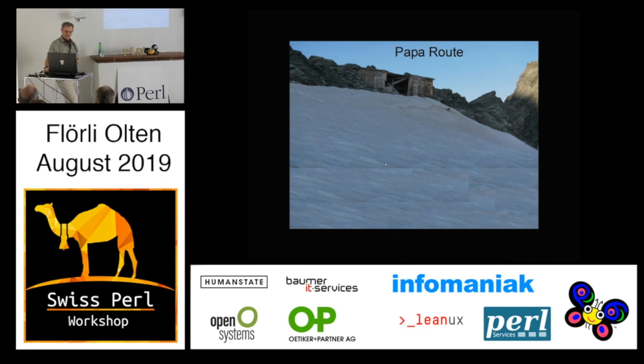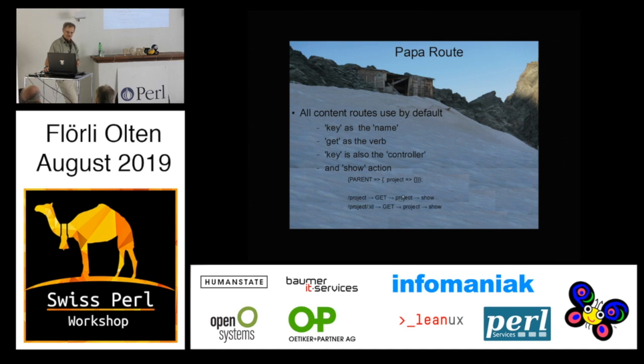So we'll start with my parent route. Basically, all the content routes use by default: the key is the name, get is the verb, key is also the controller, and show is the action. So if I just add that using my plugin as a little hash, I'll get both of these routes. Go over project, get ID, go to project controller, and show the data. And same thing with the ID. It's all automagic. Right? And of course, we also have the stash in the back end, so I can find out what the parent was, what that word is, and what the ID was. It's all in the stash. That's sort of a given. Can't do anything without that.